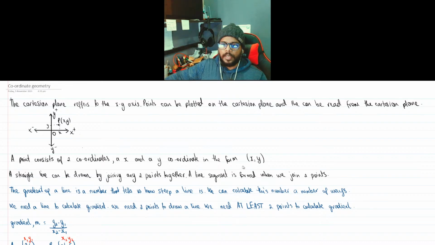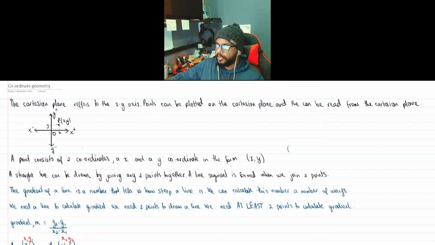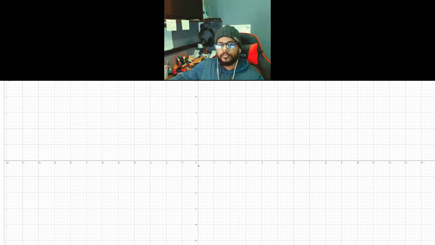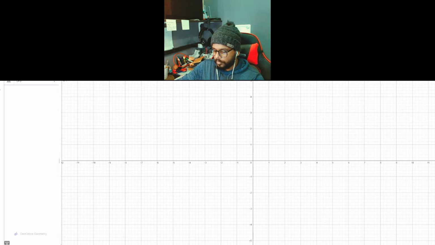So let me plot some points and then let me read off some points. If I have a point, and let's say the point is 2, 3. Well, 2, 3 is in the form x, y. So what do I do? I look for my x value first, which is 2. Then I go up and I look for my y value, which is 3. So if I were to plot the point 2, 3, I get the point 2, 3 on my graph. So if I zoom in a little bit here, maybe you can see it a little better.